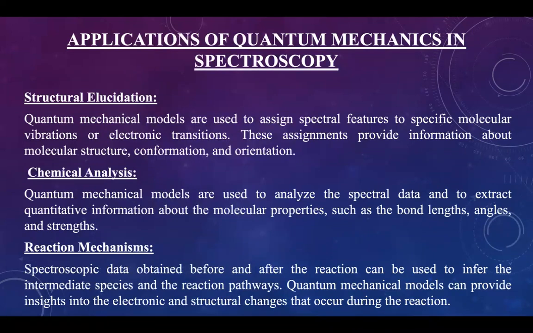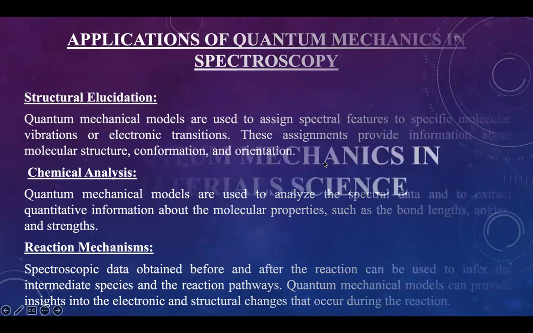Chemical analysis. Quantum mechanical models are used to analyze the spectral data and to extract quantitative information about the molecular properties such as bond lengths, angles, and strengths. Reaction mechanism. Spectroscopic data obtained before and after the reaction can be used to infer the intermediate species and the reaction pathways. Quantum mechanical models can provide insights into the electronic and structural changes that occur during the reaction.